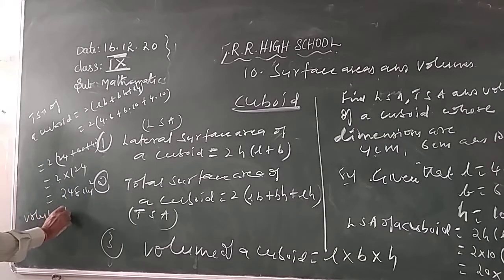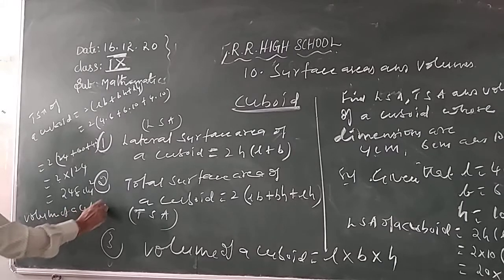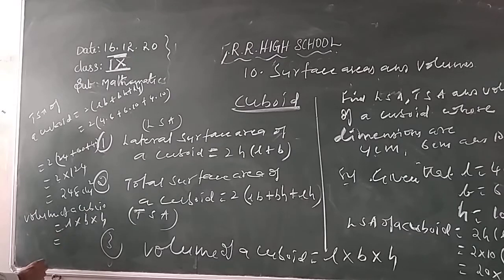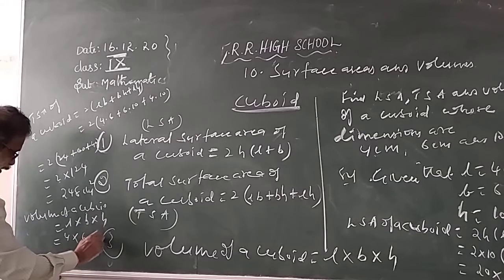Now the volume of a cuboid. The formula, as you know, is L into B into H. So what is L? 4. What is B? 6. What is H? 10.